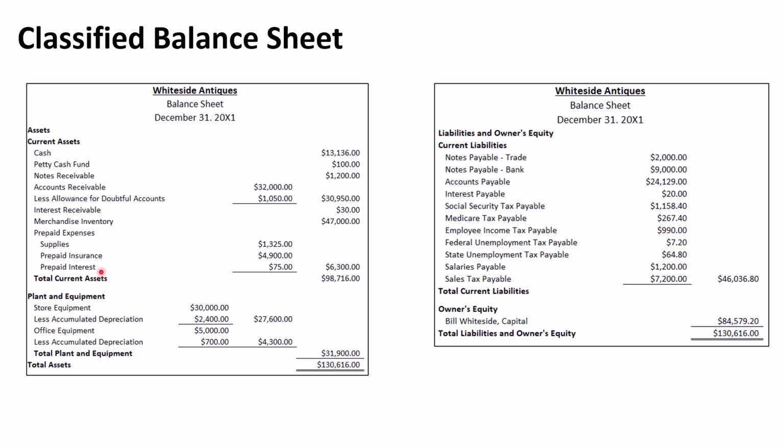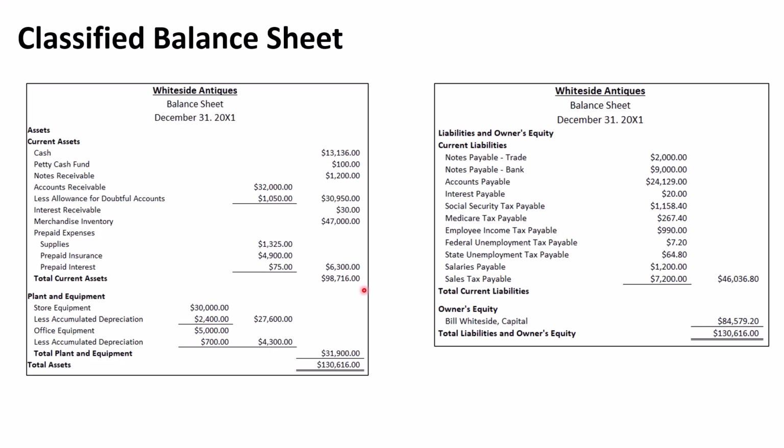Assets are classified based on how quickly they can be converted into cash. Listing current assets in order of liquidity allows users to assess short-term financial flexibility at a glance. Current assets consist of cash and items that will not only be converted into cash within 1 year, and items that will be used up within 1 year. Current assets, which are $98,716 for Whiteside Antiques, are vital to the survival of a business because they provide the funds needed to pay bills and meet expenses.